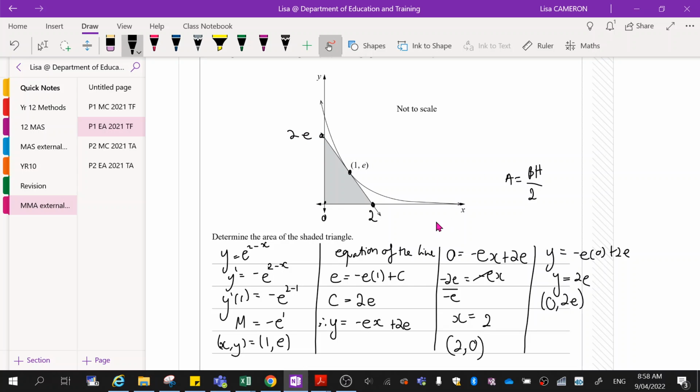Okay, so now I've got my base. From here to here is 2. I've got my height. From here to here is 2e. Just chuck it into your formula. Now I'm just going to do it here because I would like to keep it all on the same page. But in your exams, obviously, don't set your working out like a crazy person. Okay, so 2 times 2e divided by 2, cancel, cancel. Your area is 2e. I can't remember if they gave you a proper unit, but otherwise it's going to be units squared because we're looking at the area.